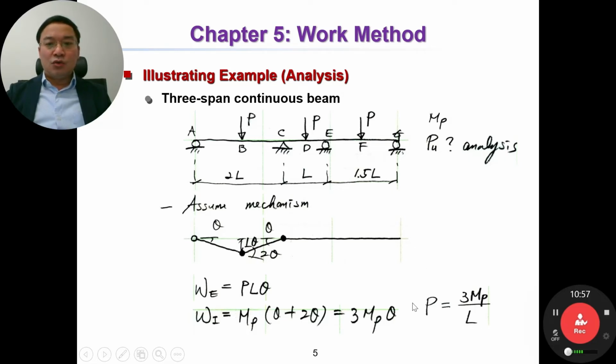This is the solution corresponding to this assumed mechanism. So we don't know if this is the correct solution or not, but it is an assumed mechanism. And we have this solution, and we are going to check it in the next step. So remember, this is the assumed mechanism and this is the solution: P equals 3 MP over L.